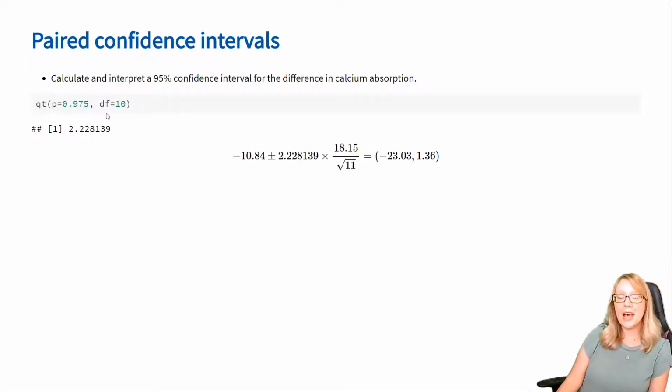Well, what that tells us is that it's possible that 0 is the true population difference. So based on our data, we can be 95% confident that the population mean difference in control minus treatment is negative 23 to 1.36. There might not be a difference.